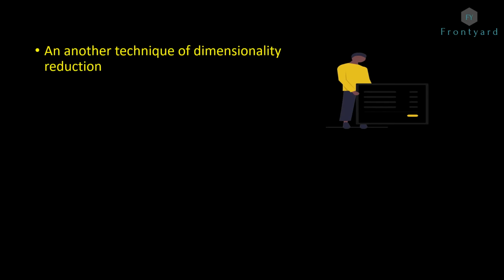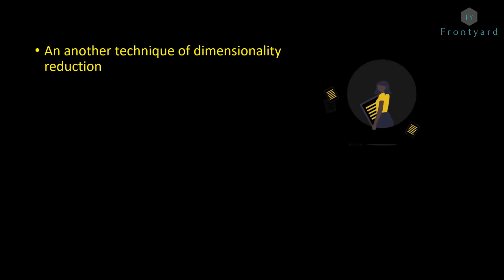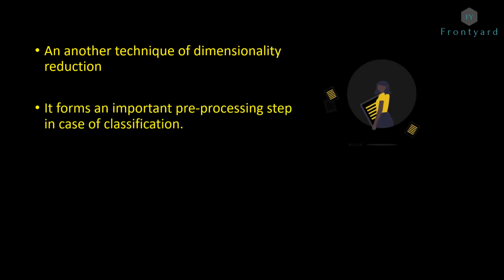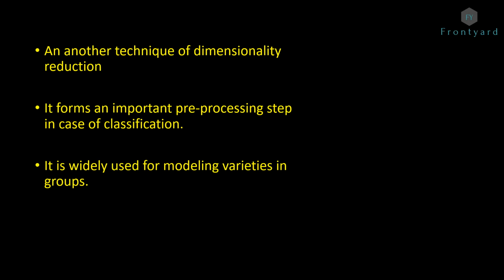Linear discriminant analysis is another technique of dimensionality reduction based on feature extraction, which clearly says that information loss never happens here. It forms an important preprocessing step in case of classification under supervised learning. It is also widely used for modeling the varieties in groups. Suppose we have two or more classes and we have to distribute the variables into those classes efficiently. In this case, LDA plays a vital role.